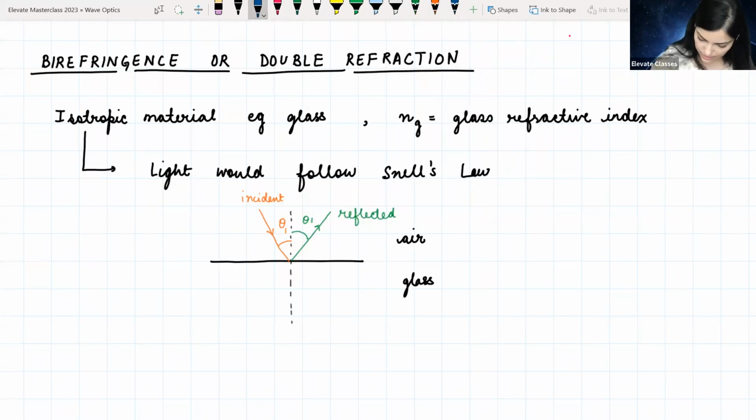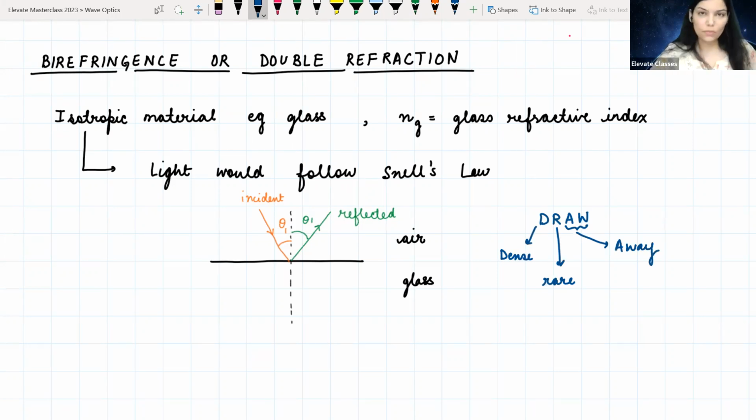Let me write with this. So I remember it like this. You can remember this word DRAW. D stands for dense, R stands for rare, and AW stands for away. So what this means is that if I'm moving from a denser medium to a rarer medium, then the light would bend away from the normal.